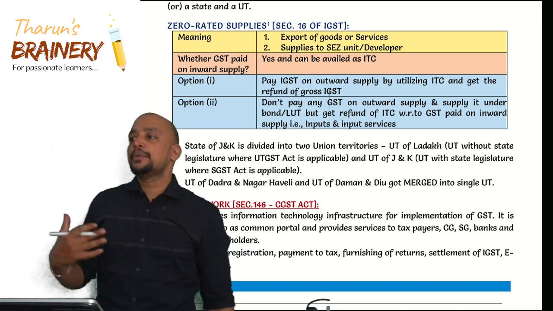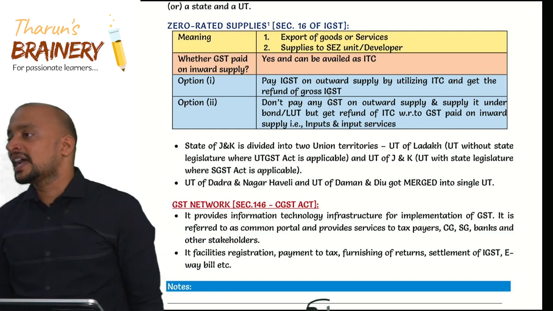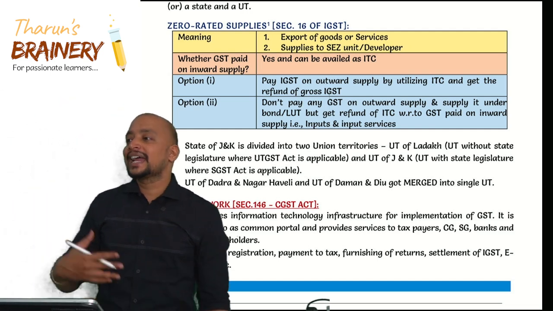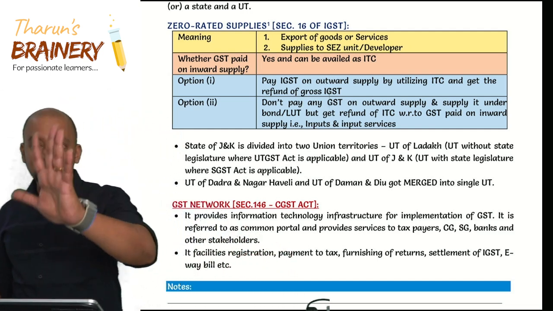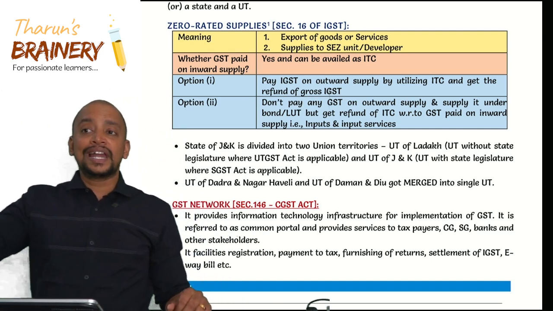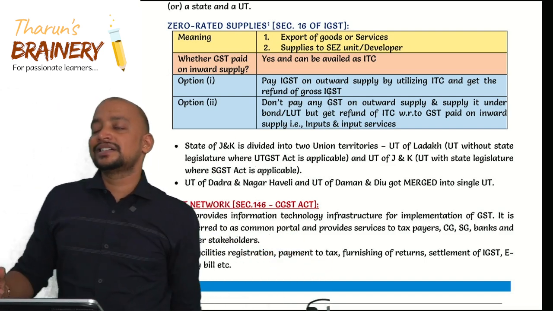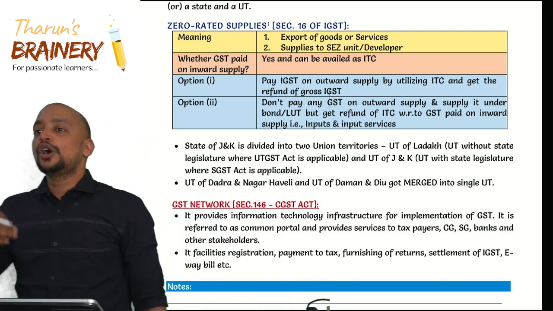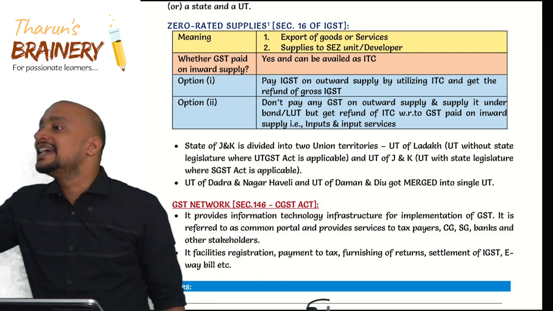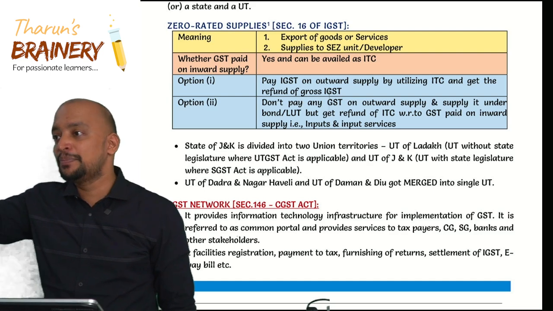For example, I am exporting. The value of this export is 10 lakhs. On that 10 lakhs, the GST will be 1,80,000. Now I have some input tax credit. What is the input tax credit that I have? Say 1 lakh. So which means how much I will pay out of my pocket? 80,000. 1,80,000 minus 1 lakh. 80,000 I will pay to government.